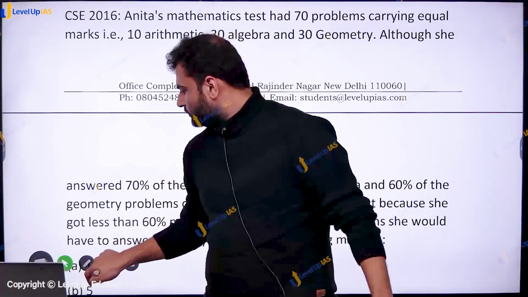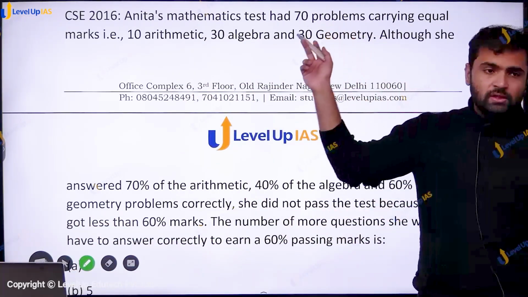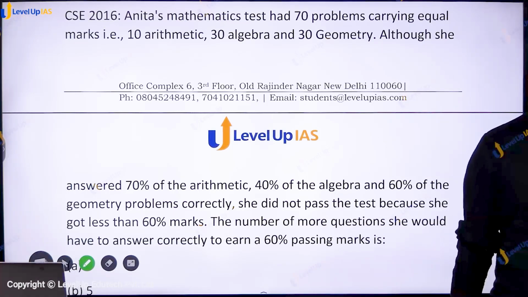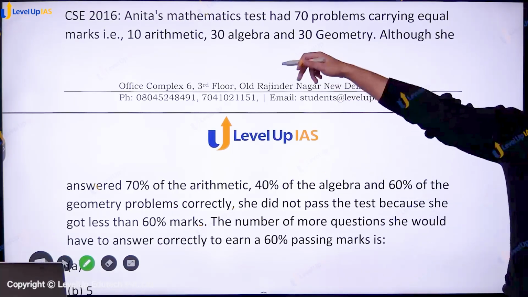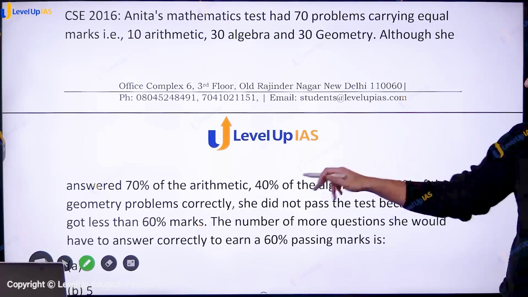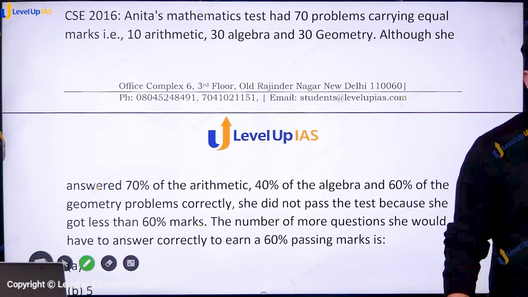Question is very simple. Only lot of percentages seem to be involved. So there is a test having 70 problems carrying equal marks. So we don't have to worry about marks. 10 arithmetic, 30 algebra and 30 geometry. She answered 70% arithmetic, 40% algebra and 60% of the geometry problems correctly.